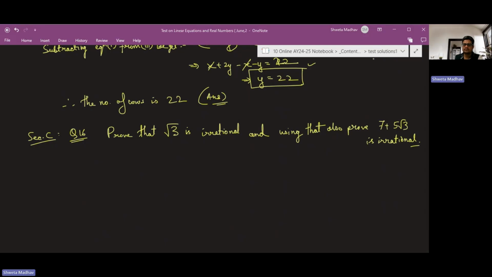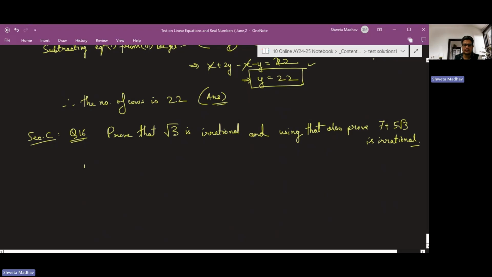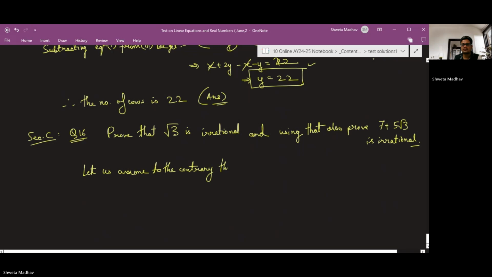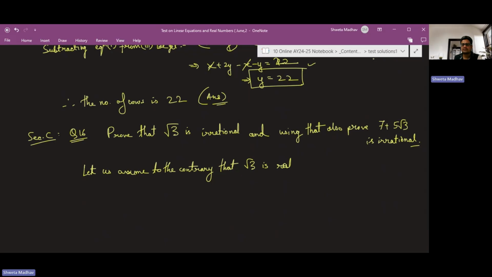So here, how to prove root 3 is irrational? So we will write it like this. Let us assume to the contrary that root 3 is rational.